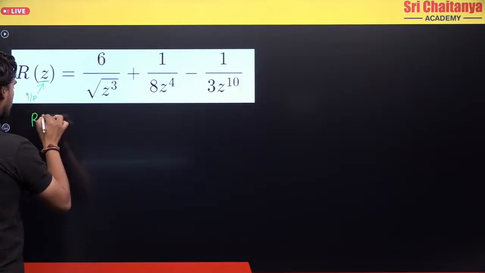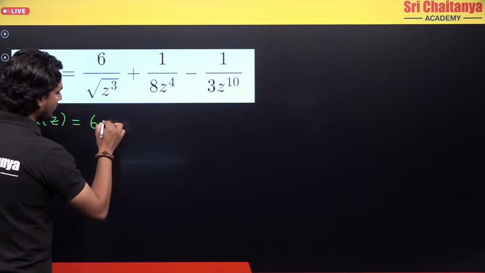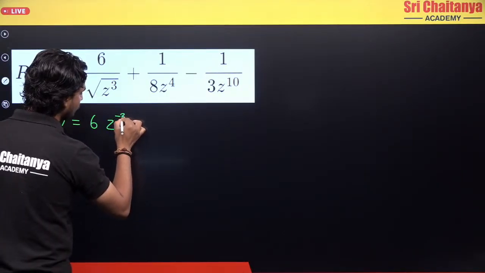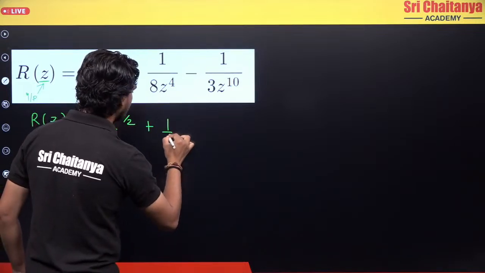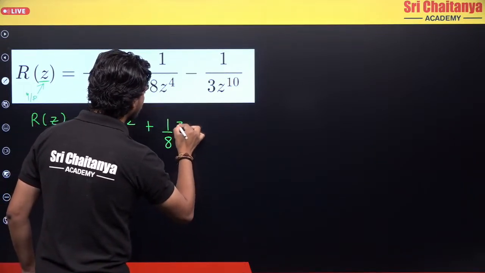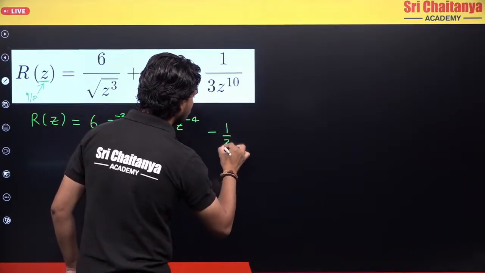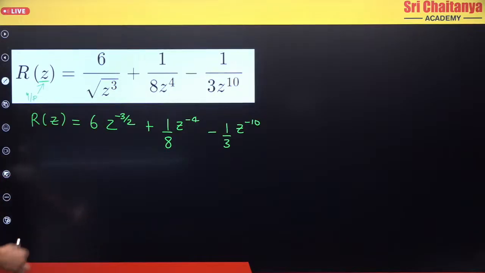This will become r, input z. And what can I write this as? I can write z power minus 3 by 2, plus 1 by 8, and this will become z power minus 4, minus 1 by 3 into z power minus 10. Okay, so now let's differentiate.